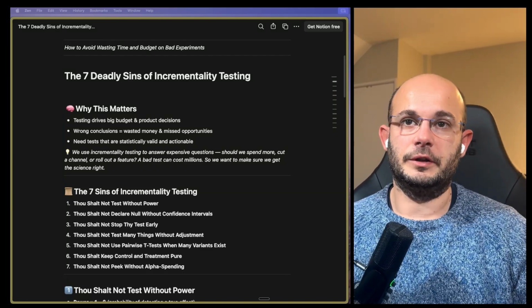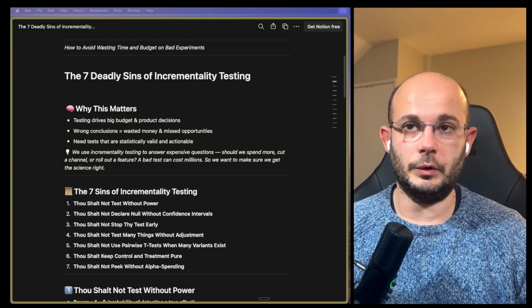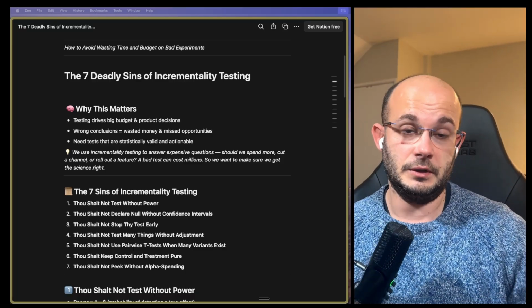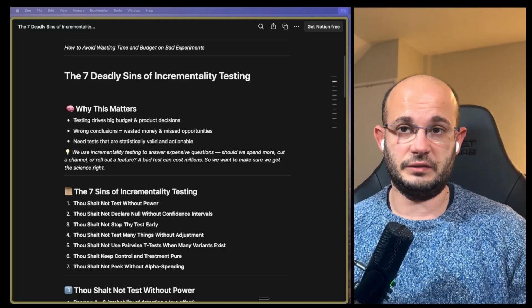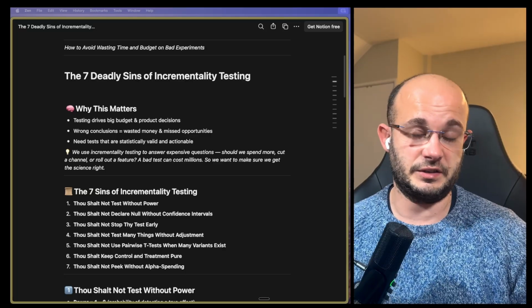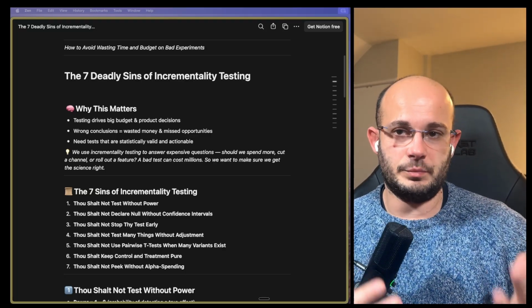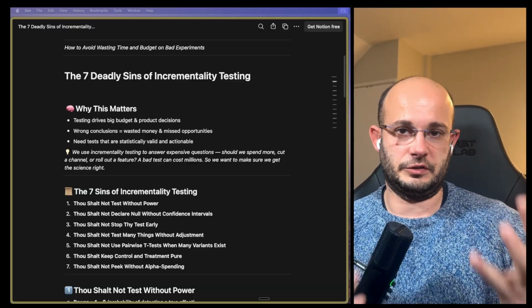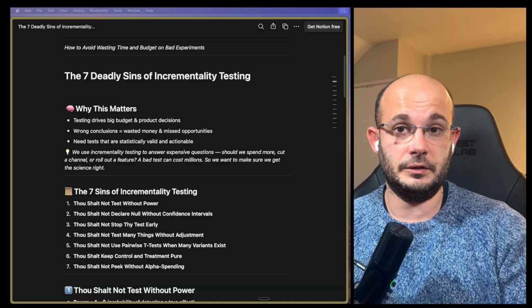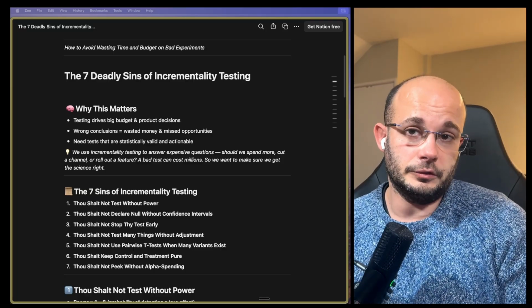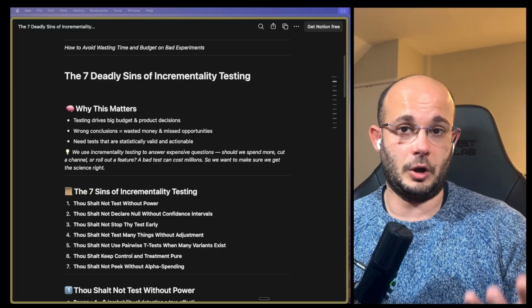In the next few minutes, we're going to show you how to avoid wasting time and budget on bad experiments. Essentially, what I call the 7 deadly sins of incrementality testing. Now, essentially, why does this matter? Testing drives big budget and product decisions, especially in marketing. And usually, the wrong conclusions equals wasted money and missed opportunities.